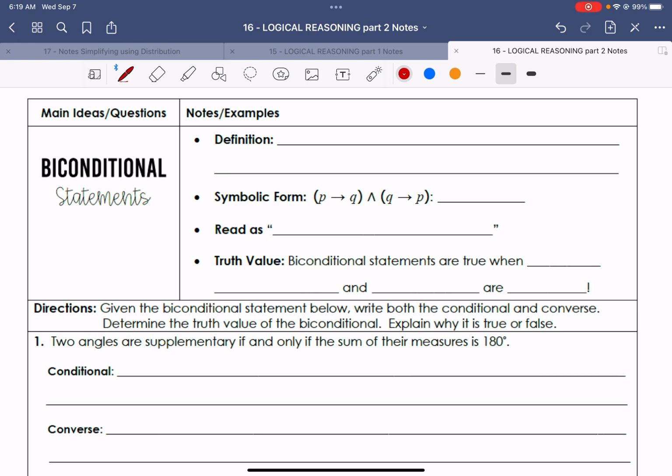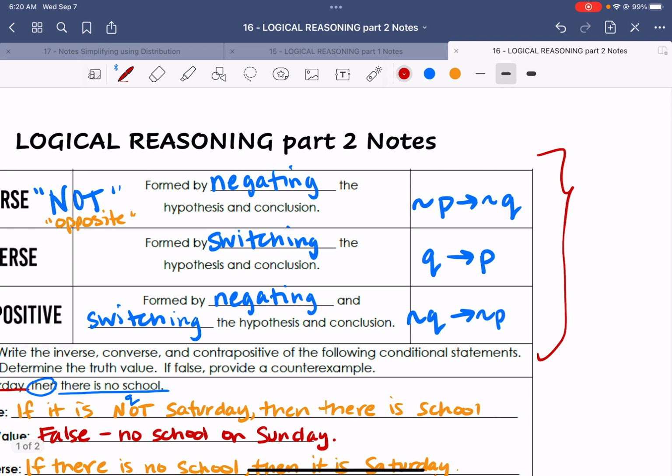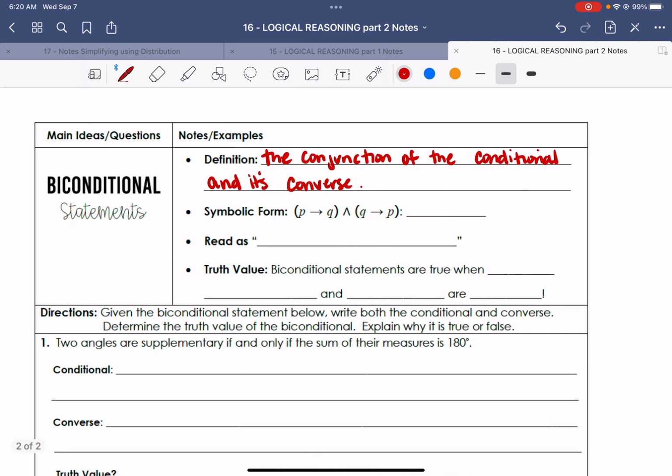So the definition is the conjunction, which sounds super fancy, of the conditional and its converse. Okay, and if we look at the other notes, the converse is where we switch it. Conjunction means and, so you might want to write that at the top.